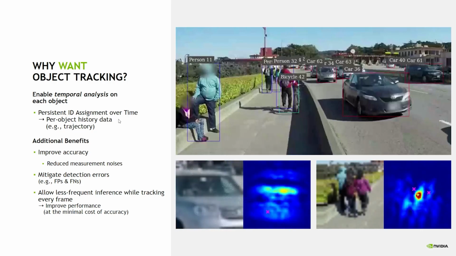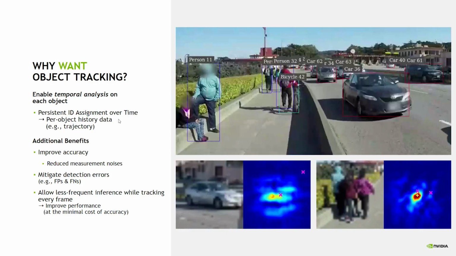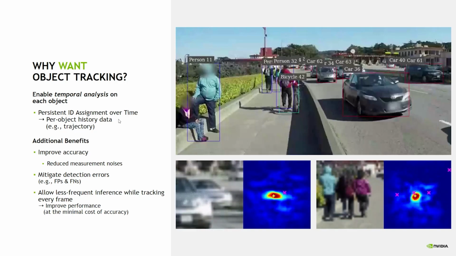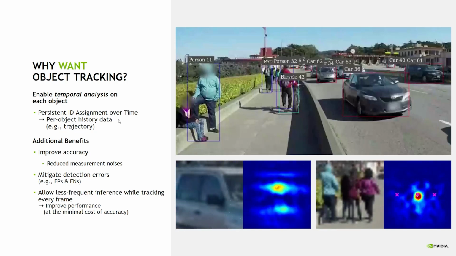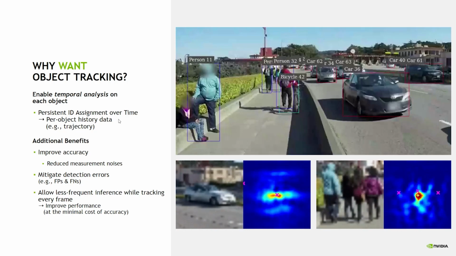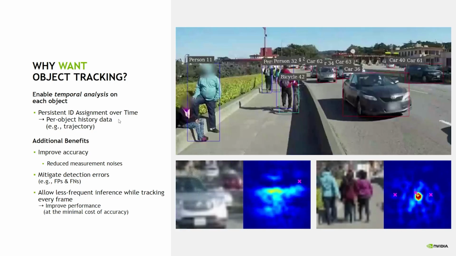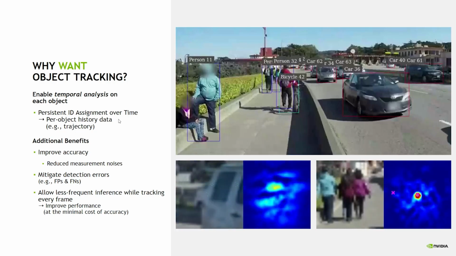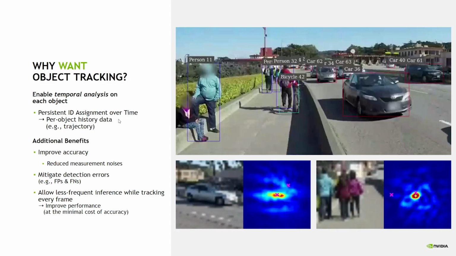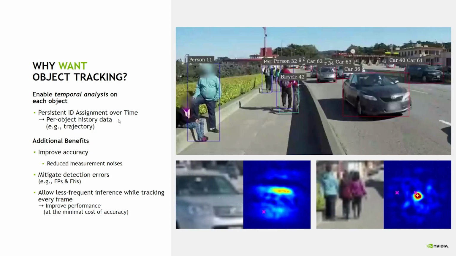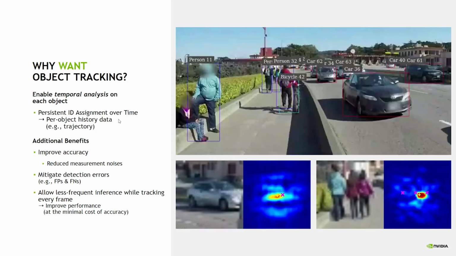Then why would we want to use object tracking even if ID assignment is not really needed? It is because it enables temporal analysis on each object. If we can do persistent ID assignment over time, it allows us to generate the history data of each object. For location data, it is called trajectory.